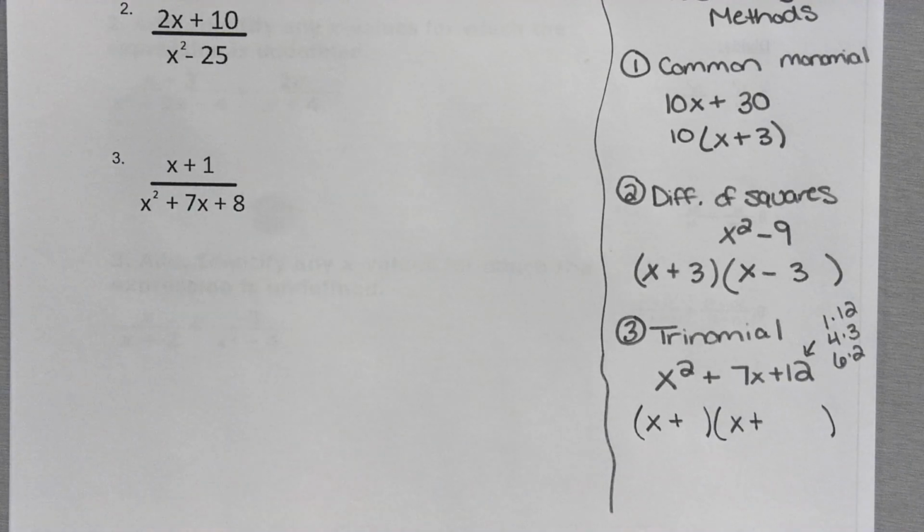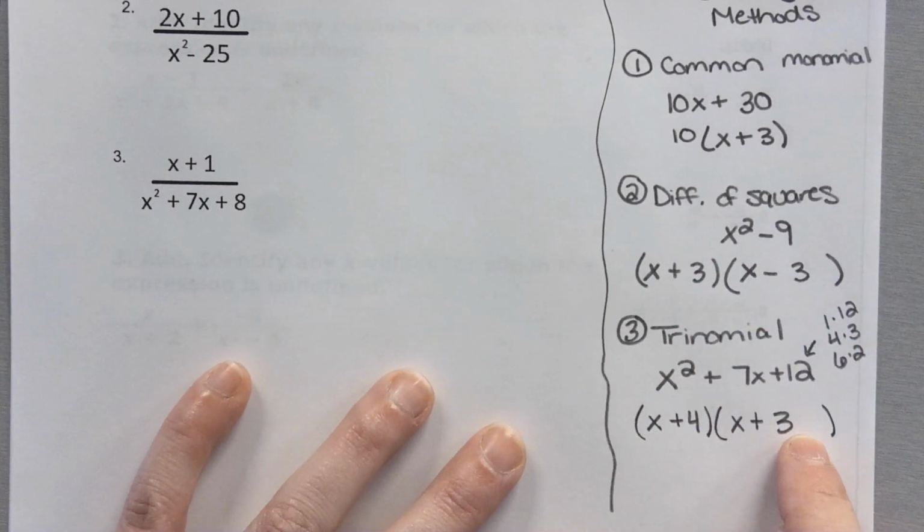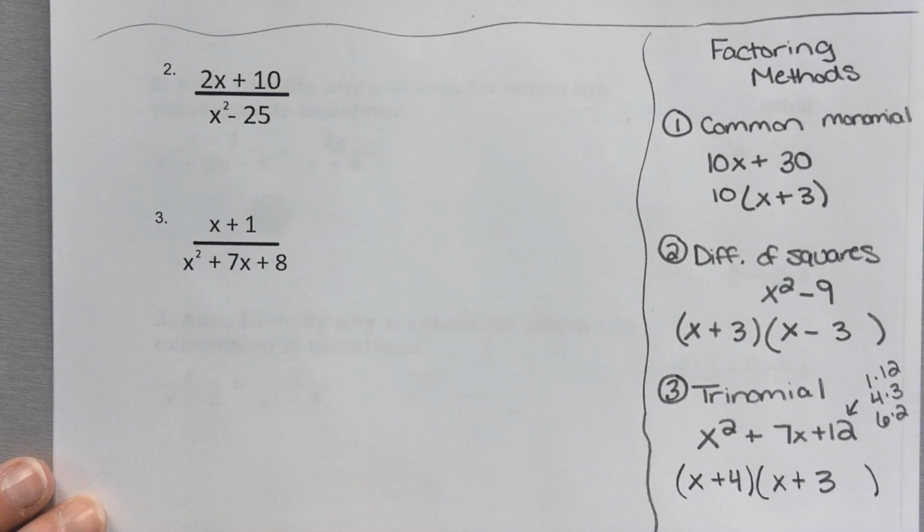4 and 3. And it doesn't matter which one I put where. I could have gone 3 first and then 4. Or you can go 4 then 3. It doesn't matter. So this was how we factored these. Okay, so just a friendly reminder so you can use that as we factor.